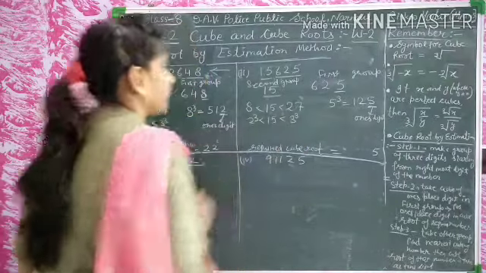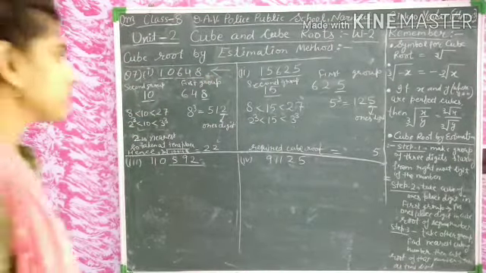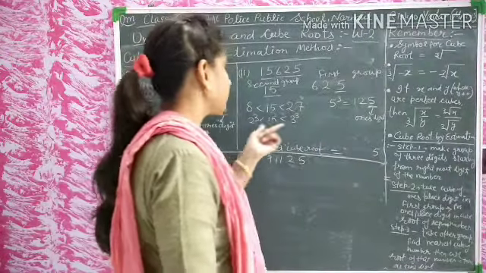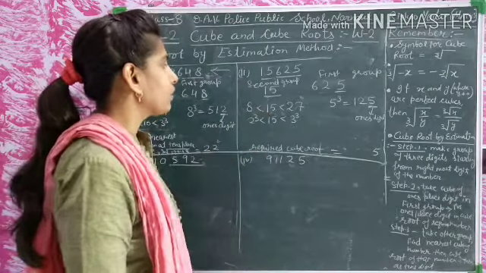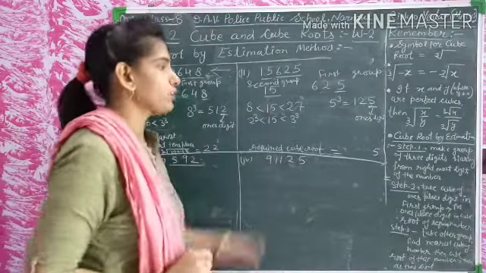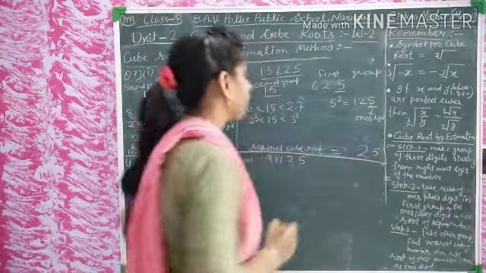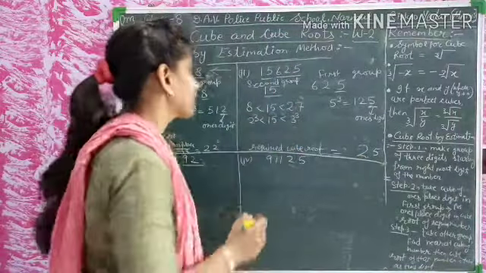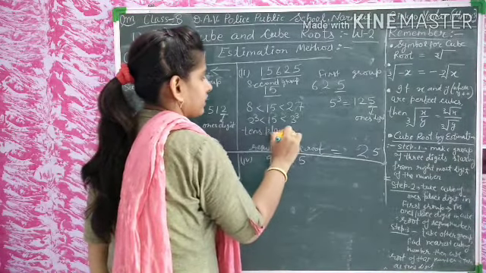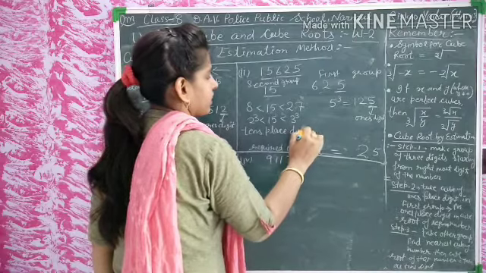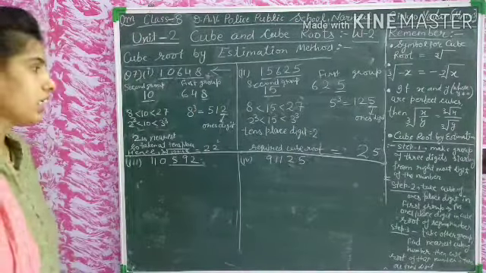Okay students, now we will do this. Yes students, this lies between 2 cube and 3 cube, so its value is near about 8. So its tens place digit is 2. Tens place digit is equal to 2. Is it clear students? Now we will go to the next question.